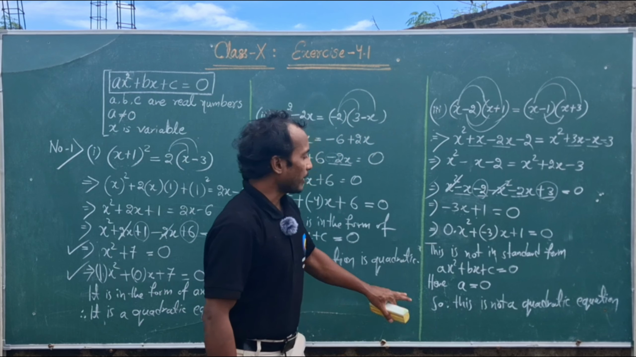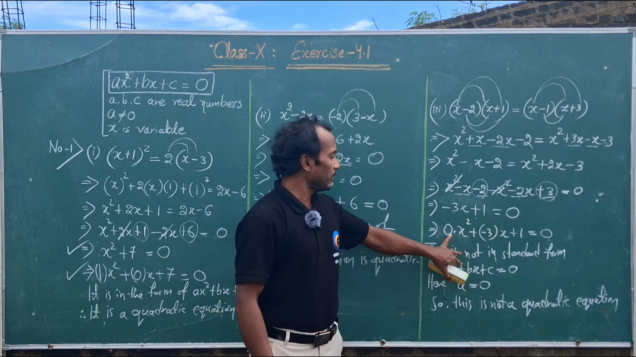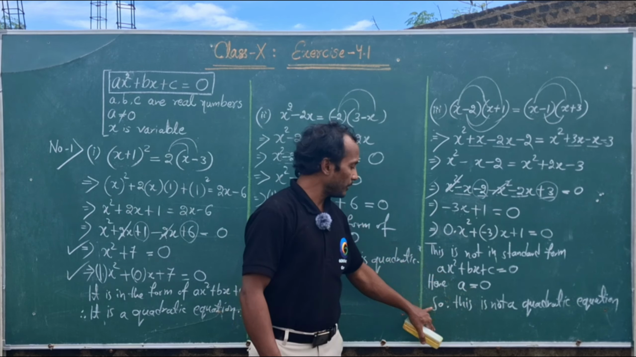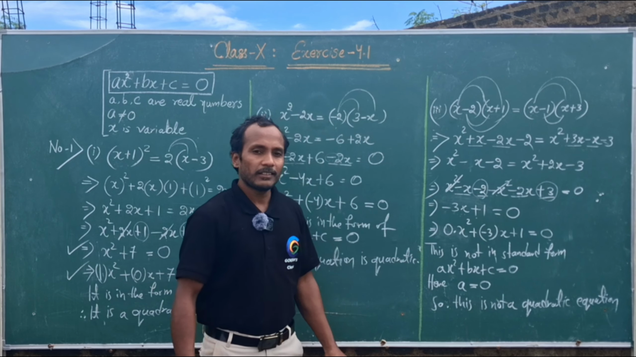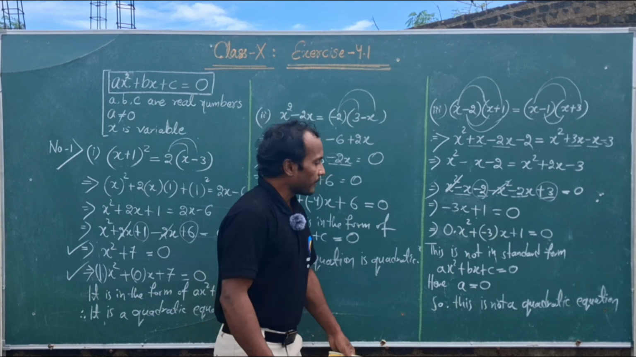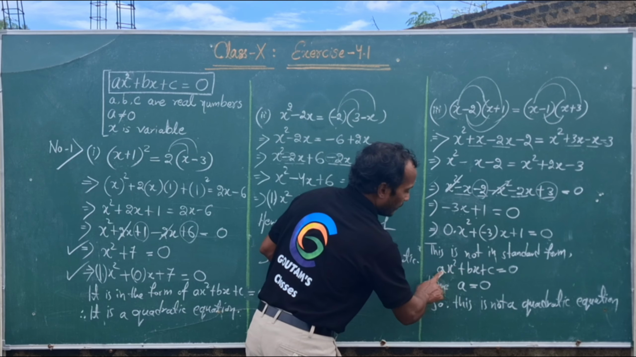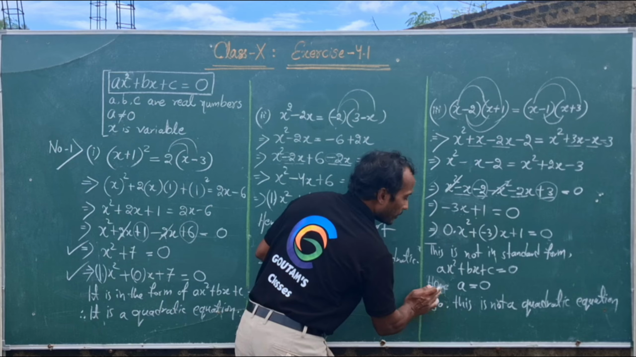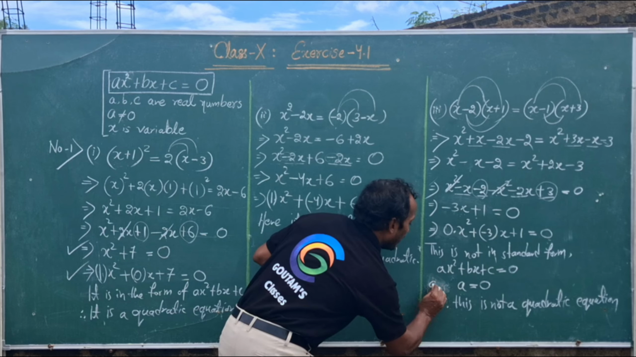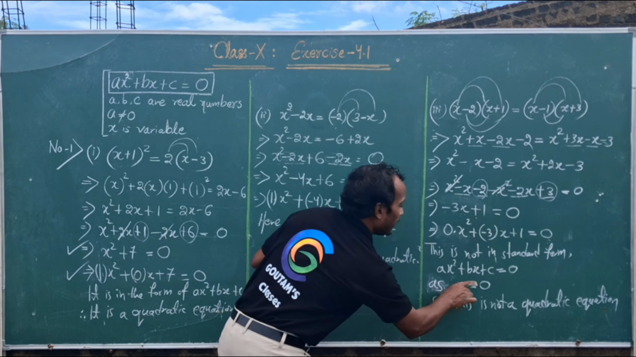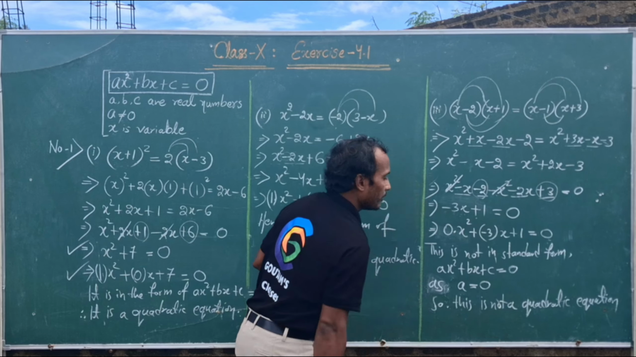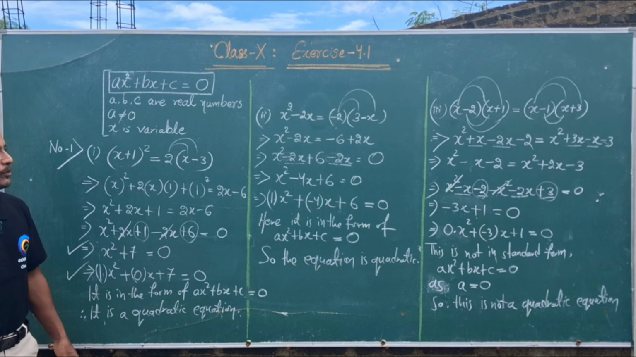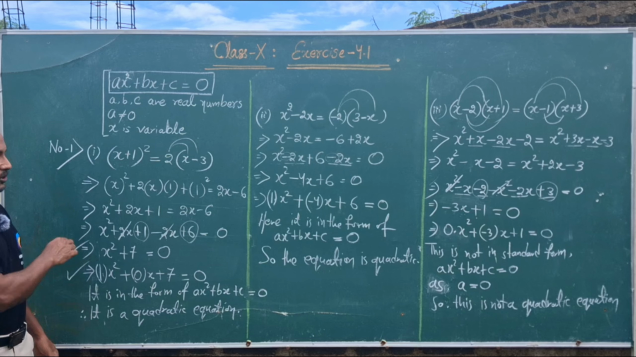According to the standard form of a quadratic equation, a should not be 0. But here a is 0. That's why it is not a quadratic equation. Right? This is not in standard form ax square plus bx plus c equals 0, as a is equal to 0. Let me write a is equal to 0. So this is not a quadratic equation. That's clear. Now let's move on to the next questions of this question number 1.